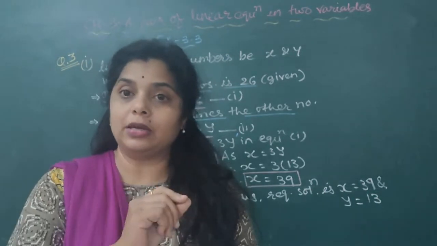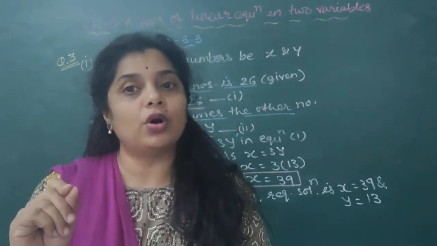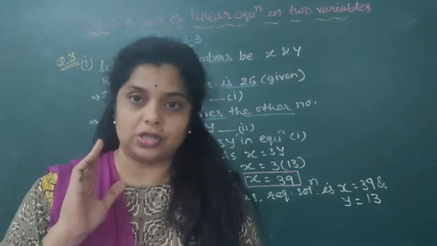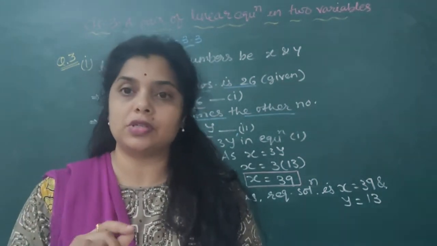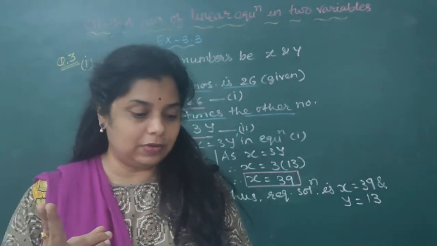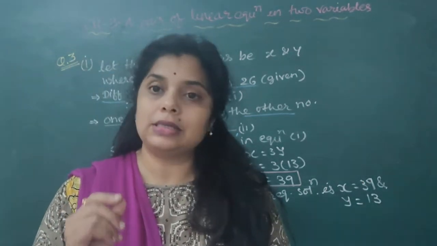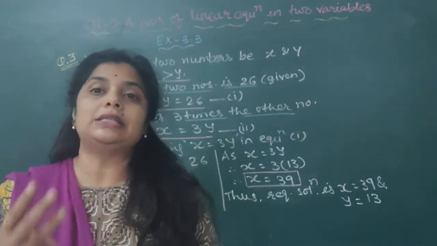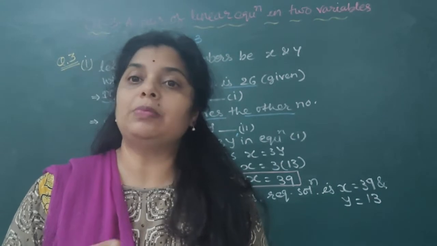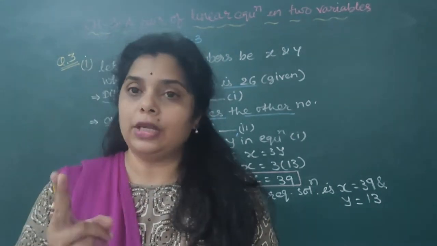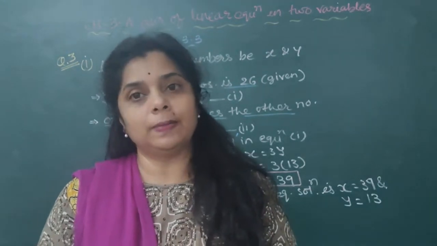It means greater number minus smaller number is equal to 26. So this is our first equation; we get the first equation from this condition. Now the second sentence is given: one number is 3 times the other number. One number is 3 times means multiplied by 3. So one number is equal to 3 multiplied by the other number.